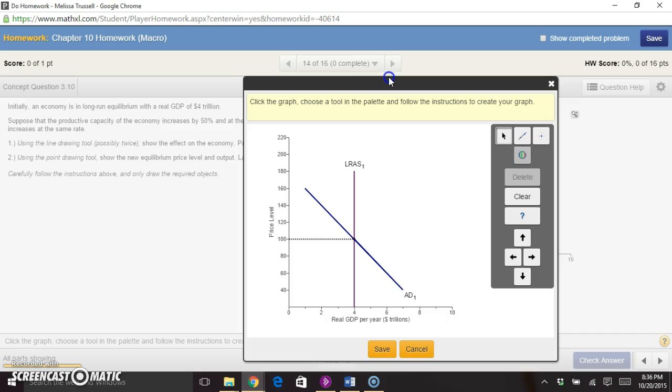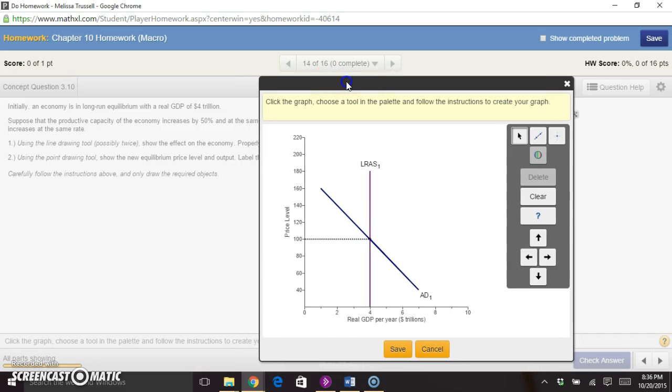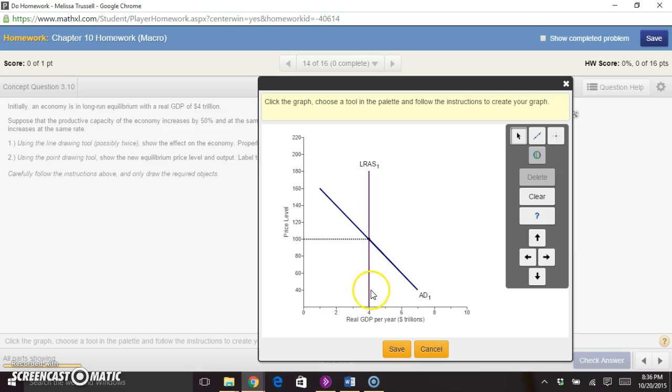And so it tells us that the productive capacity of the economy increases by 50%. And that just means that our GDP is going to increase by 50%. Now, if we were at 4 trillion before, then 50% is half of that, which is 2 trillion. So if we increase by 2 trillion, we now have a long-run aggregate supply curve that's going to be over at 6 trillion rather than 4 trillion, because we've increased our capacity to produce, or our supply, by now 50%, or 2 trillion.